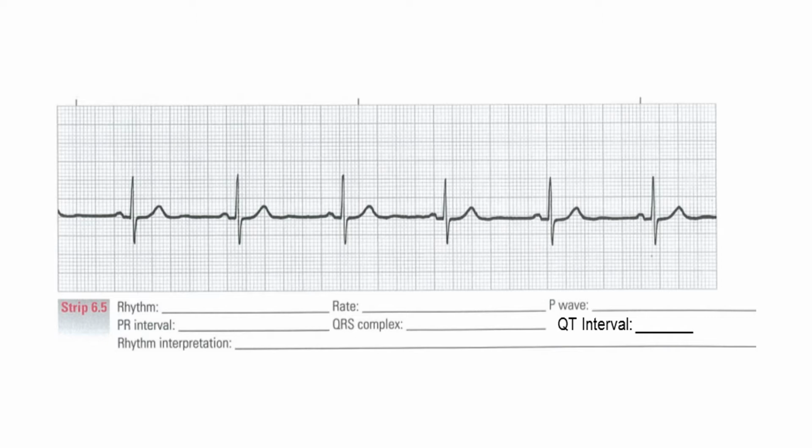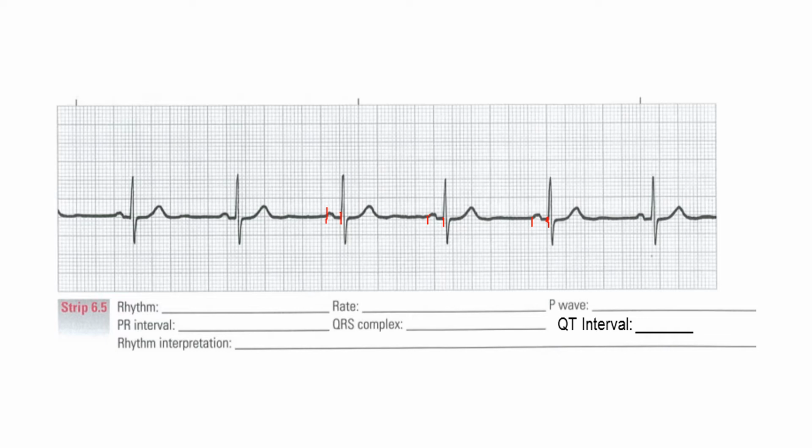Because you have a P and an R, we're going to measure our PRI. We're going to measure from the beginning of the P to the beginning of the QRS. Again, you want to measure your beginning of the P to the beginning of the QRS. And you should measure a couple of them. So your PR interval looks like about 4 boxes, 3.5 to 4 boxes. So it'd be 0.14 to 0.16.